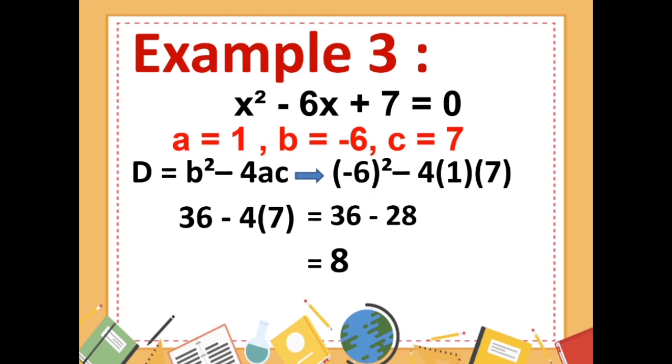Since the value of b squared minus 4ac is greater than 0 but not a perfect square, then the roots of the quadratic equation x squared minus 6x plus 7 is equal to 0 are real, irrational, and unequal.